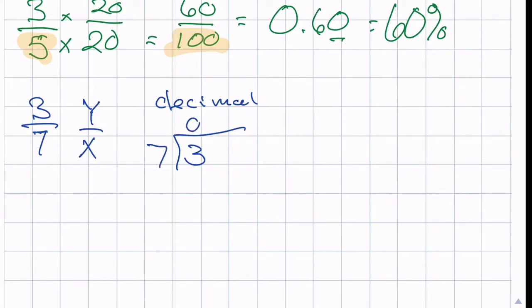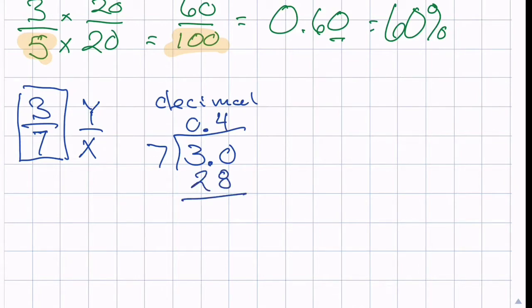7, of course, doesn't go into 3, so I'm going to get a number that's less than 1, something below the ones place. And you can see 3/7, that's a fraction that's less than 1. So, of course, the decimal should be less than 1. So 0 in the ones place. I'll show another place value. 7 goes into 30 4 times. Gives me a remainder of 2. I'm going to keep going here. So 7 goes into 20 2 times. That gives me a 14 with a remainder of 6.